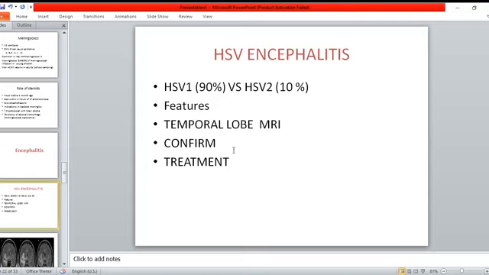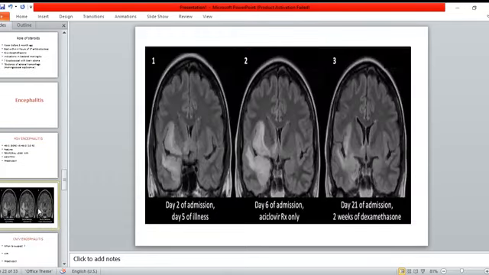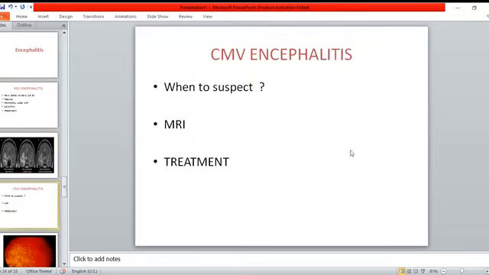Its treatment is initially by acyclovir. So usually 2 weeks of IV acyclovir is needed. So this is a classic MRI picture of patients with herpes simplex virus encephalitis. Cytomegalovirus encephalitis usually will be in the scenario of an HIV patient with a very low CD4.